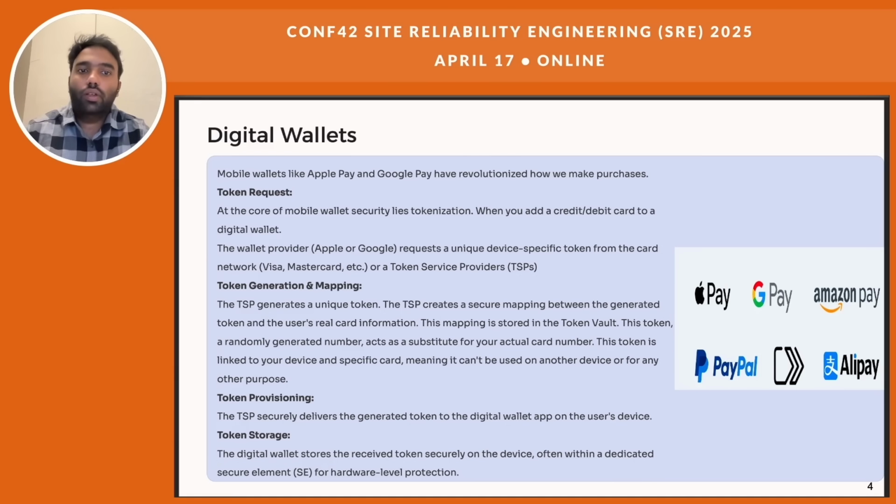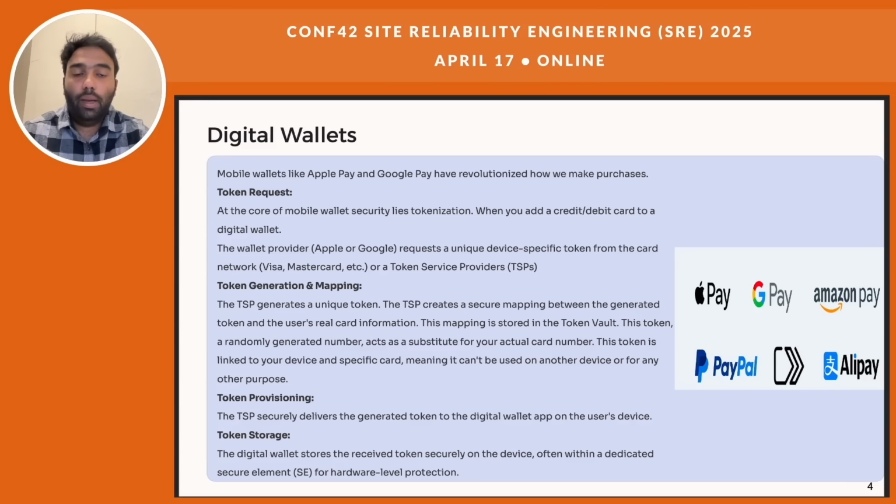Taking a deeper look into how a digital wallet works. They have revolutionized how we make purchases using our phones with just a few taps. The core of these wallets is tokenization. When card details are added in a wallet, the wallet provider replaces your original card information with a token obtained from a token service provider, which we previously mentioned could be a card network provider or a third-party tokenization service. Token generation and mapping. The token service provider creates a secure mapping between the generated token and the user's real card information.